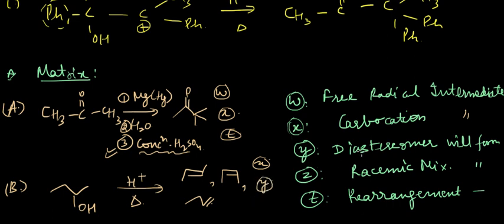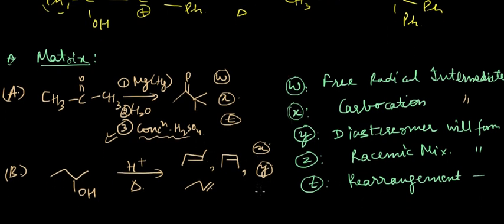Diastereomers are stereoisomers which are not enantiomers. These are the stereoisomers which are not enantiomers because they are geometrical isomers, and all the geometrical isomers are diastereomers. Racemic mixture is not formed. For racemic mixtures, two enantiomers for R and S configuration are required, but no such thing is there in geometrical isomerism. Rearrangement does not take place.